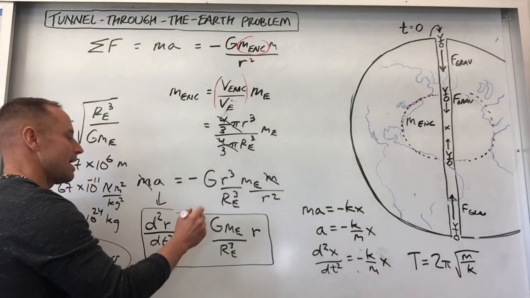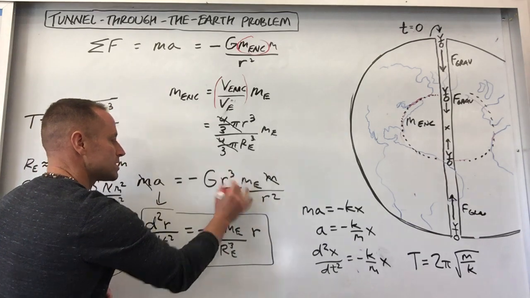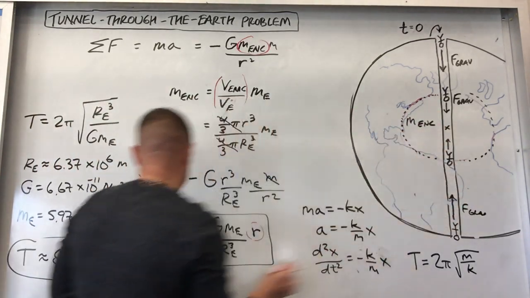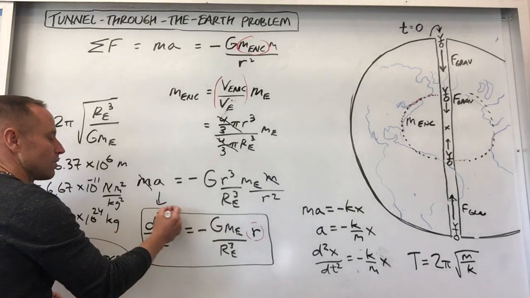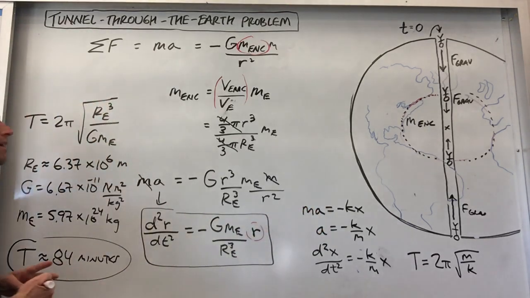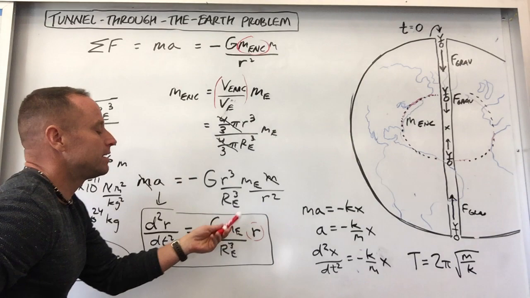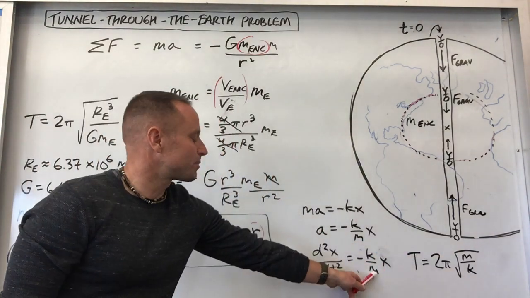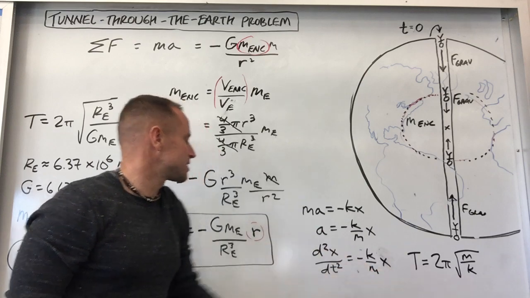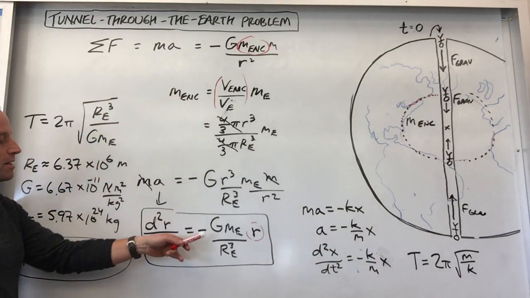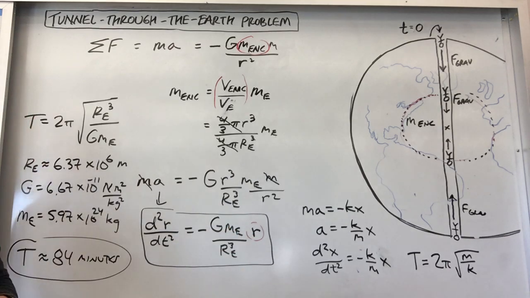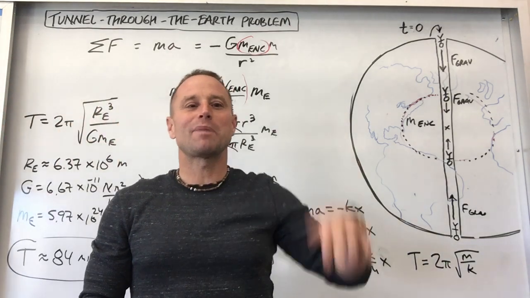And so that's why this force ended up being linear in r as you move out, so it's just like a spring. And so you get this equation of motion that's exactly like the spring, and that's why the period, which is 2 pi square root of the reciprocal of this coefficient of the position, is the same here. So that's the tunnel through the Earth problem. Bounce back and forth.